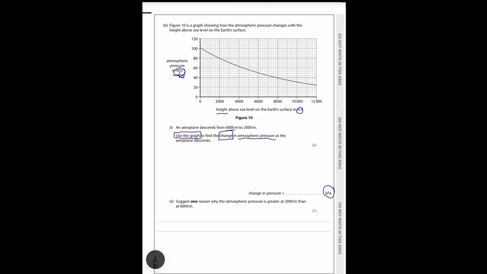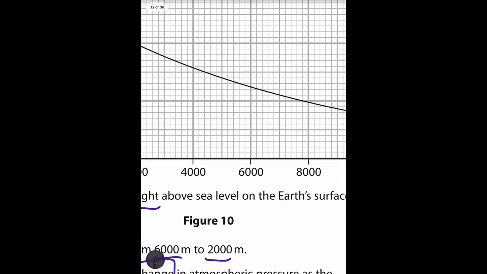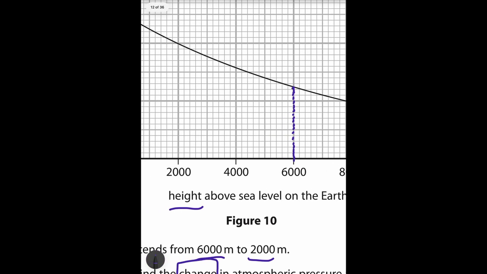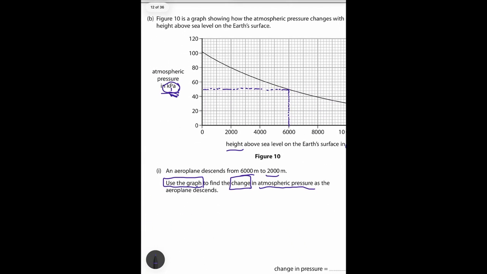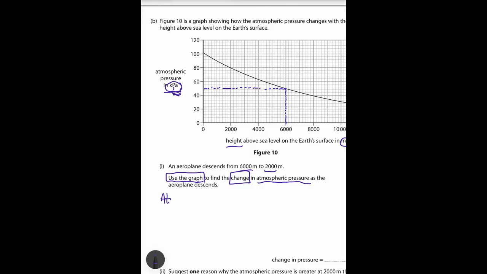Okay, so what do I need to do? It descends from 6,000 to 2,000 meters, so it's just the standard thing that I'm always going to do. I draw a line from 6,000 up to the line on the graph, and then go across from here. I can see that's about halfway between those two squares. So what does it say on there? At 6,000, I know it's 50 kilopascals. So I'm going to make sure I'm saying that at 6,000 meters, pressure equals 50 kilopascals.